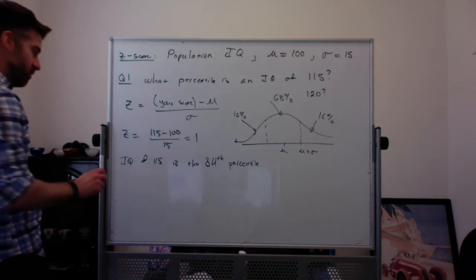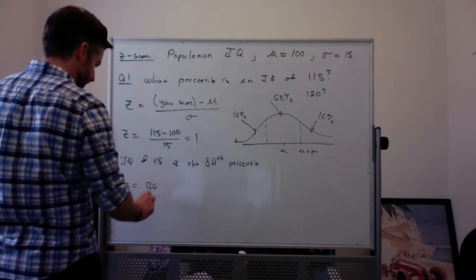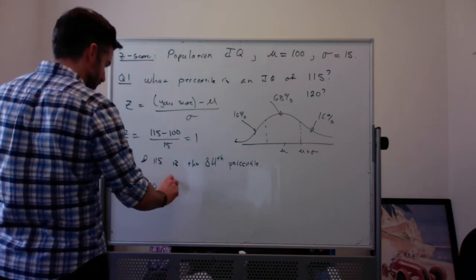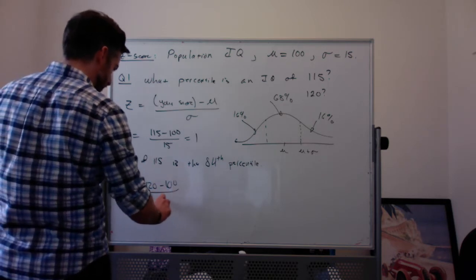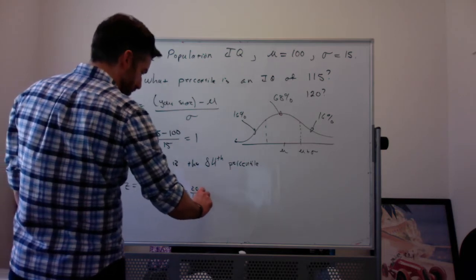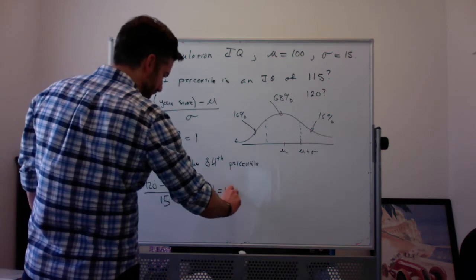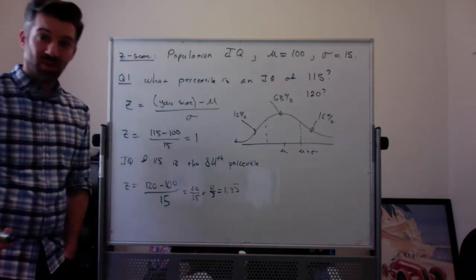For an IQ of 120, it's less straightforward. I mean, it's still pretty much straightforward. I'm still going to find the Z-score. 120 minus 100 divided by 15 is 20 over 15, which reduces to 4/3, so 1.3333, whatever. Then you have to go look at a Z-table.